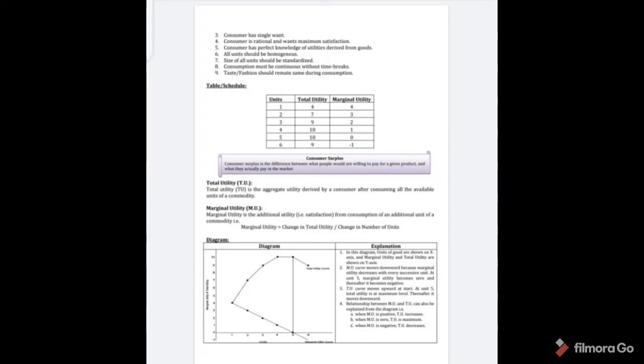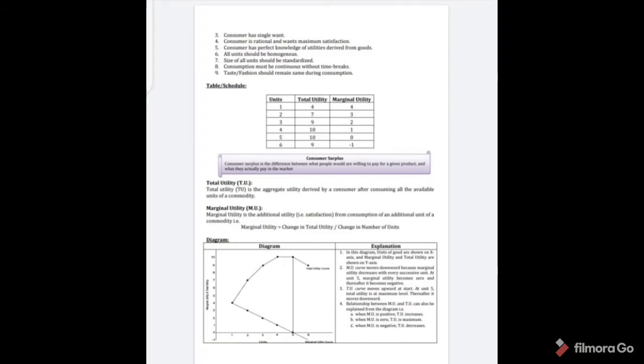Hello viewers, welcome to the House of Commerce. Today we are going to study the law of diminishing marginal utility. What is the law of diminishing marginal utility? Marginal utility of a good decreases with every successive unit consumed, other things remaining the same. It means that, all else equal, as consumption increases, the marginal utility derived from each additional unit declines. Marginal utility is derived as the change in utility as an additional unit is consumed. Utility is an economic term used to represent satisfaction or happiness.